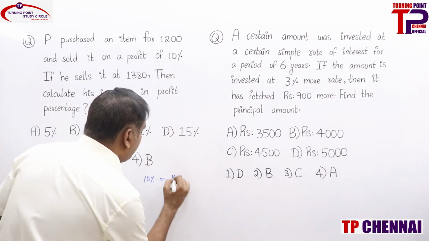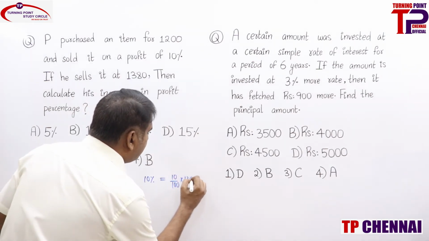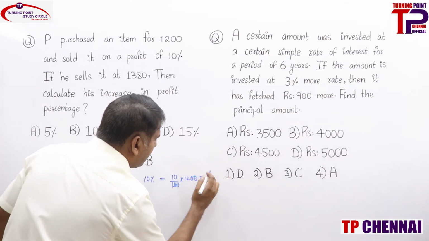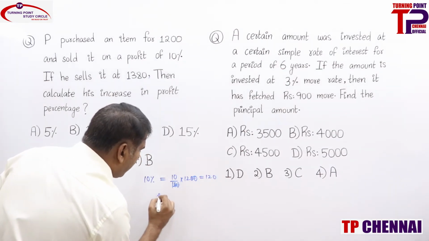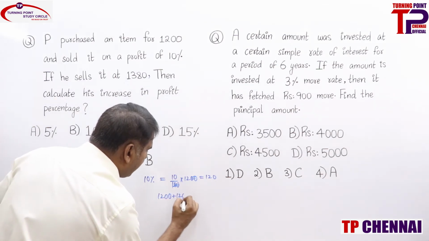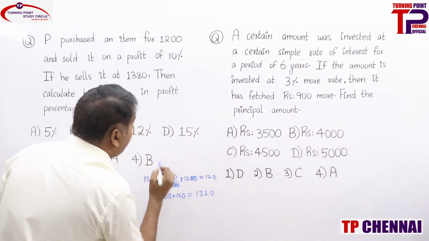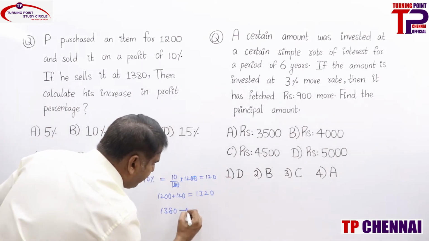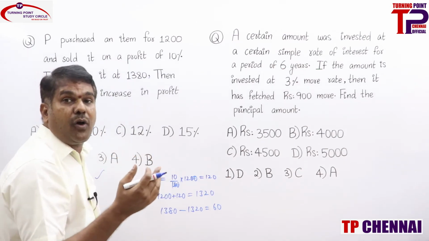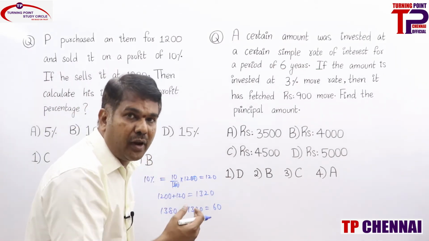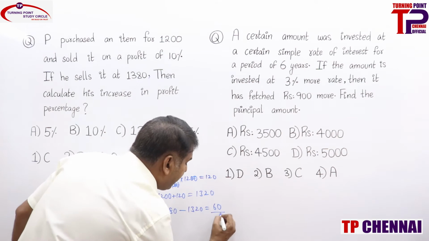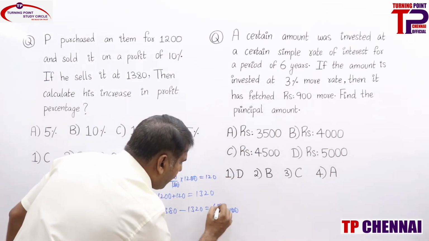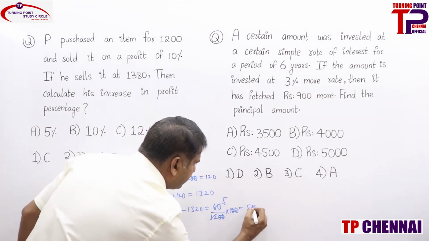10% is equal to 10% of 1200. How much? 120. So he sold it for 1200 plus 120, 1320. If he had sold it for 1380, what is the difference? 60. So how much percentage more would he have got, right? So 60 divided by 1200 into 100. Two zeros, two zeros cancel, so how many times? 5 times. So 5% is the answer.